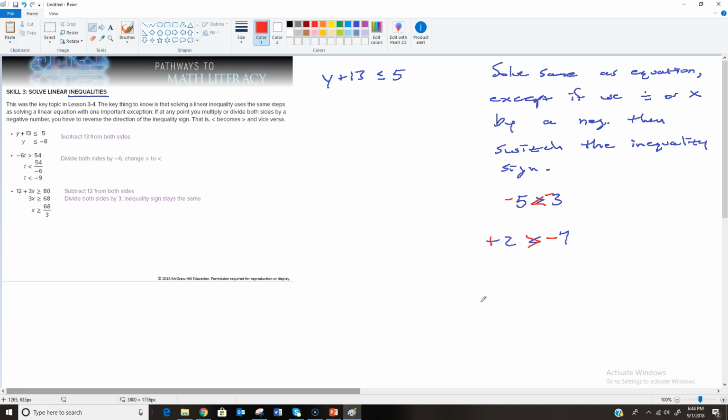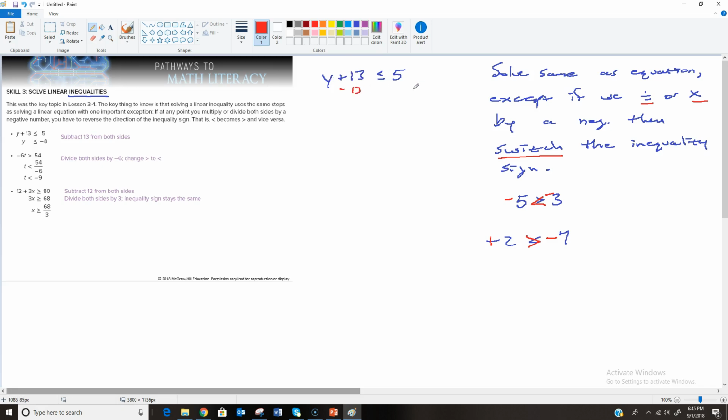Positive 2 is greater than negative 7. So if I multiply or divide by a negative, I have to switch the inequality sign in the middle. In this case, I don't have to do that because I'm not going to be multiplying or dividing by a negative. y plus 13 less than or equal to 5.